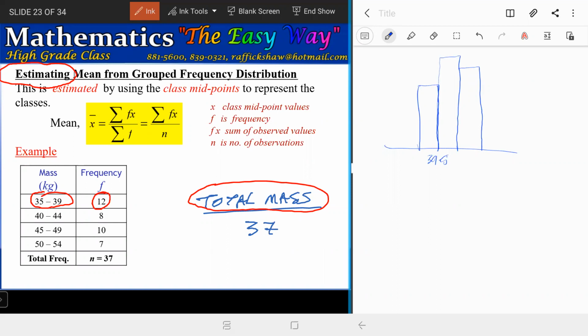We have to find some way of estimating what the mean mass is. We need a total mass, something to represent the total mass. We know we divide by 37 already. But how do we get the total mass? We have to make an assumption, a base assumption.